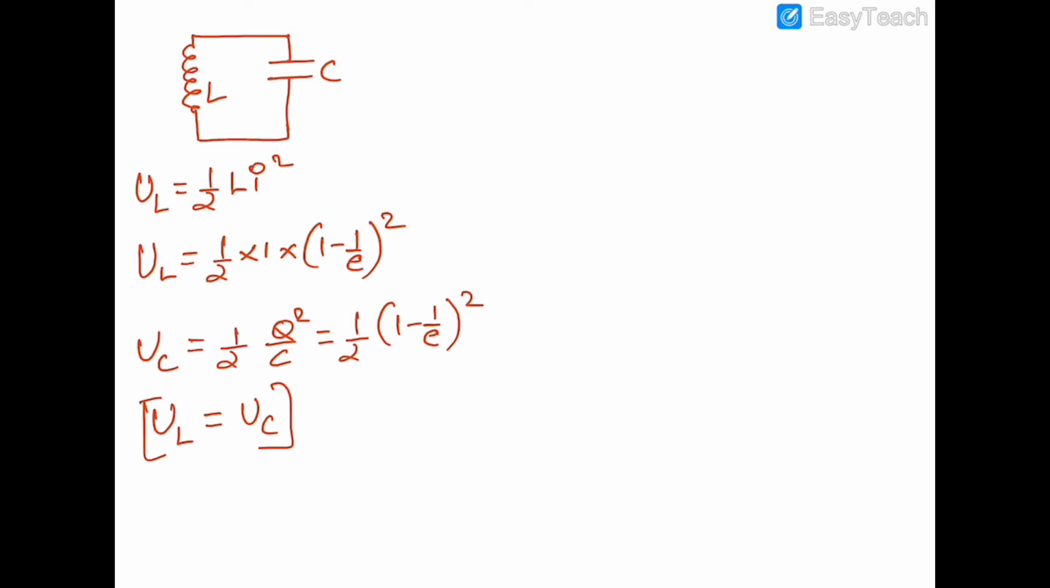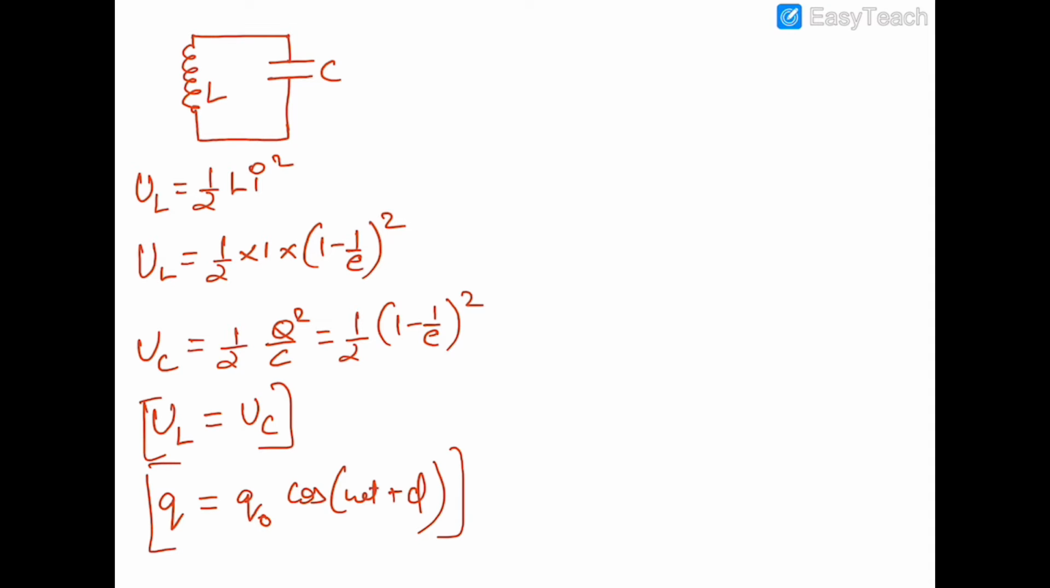and as we all know, the equation of charge in an LC circuit is Q is equal to Q naught cos omega t plus phi. This we all know. We have already discussed that the charge is a function of cos and the current is a function of sine.